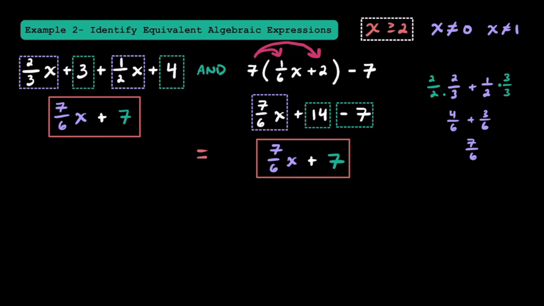Here we can see that these two expressions are indeed equivalent. To choose a value to prove it, we can say let x equal something like 6. I know 6 will be a nice number because it will cross cancel with the 6 in the denominators.